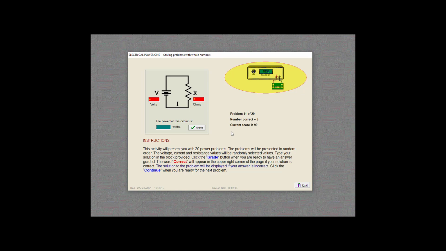And here we have V and R again, so we have V squared over R. 4 times 4 is 16 divided by 1 will be 16 watts. And here we have R and I, so we have I squared R, so we have 2 times 2 is 4, times 4 is 16. And here we have 3 volts, 3 amps, so we have V times I, so we have 3 times 1 is 3 watts.